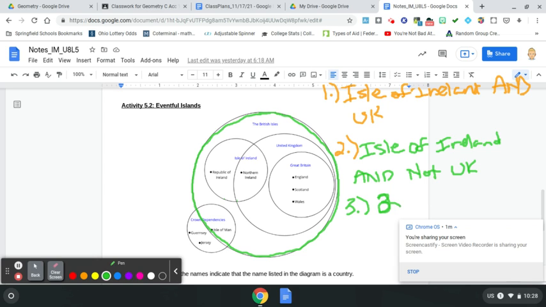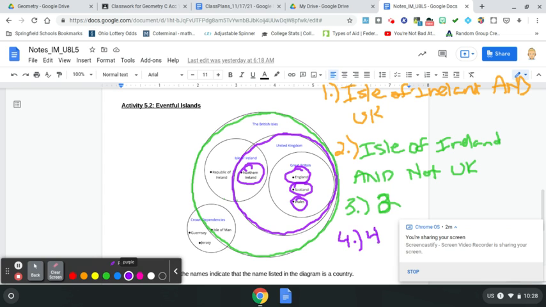Question four, how many countries displayed are part of the United Kingdom? So now I'm looking at the United Kingdom bubble. If I circle my United Kingdom bubble, anything inside here is counted. So that's Northern Ireland, England, Scotland, and Wales. So problem number four, my answer is four.